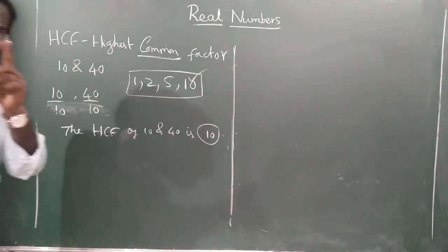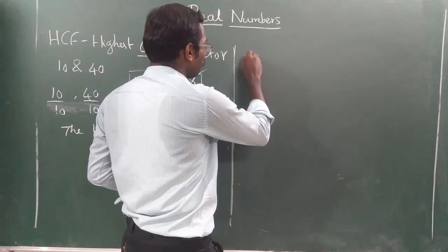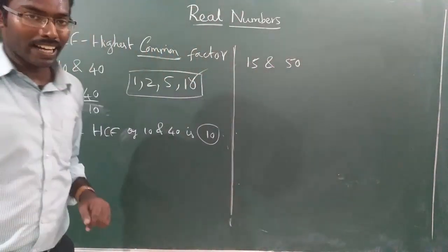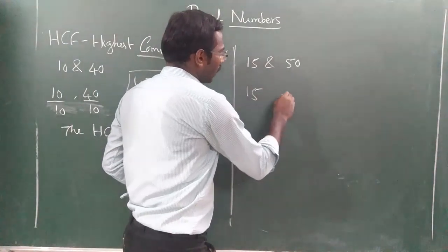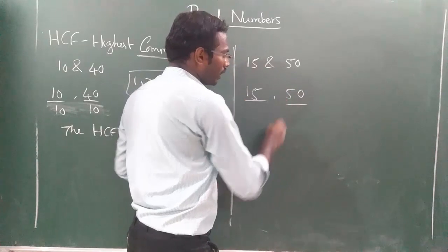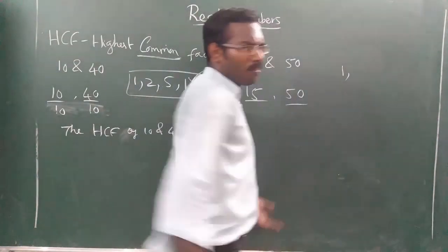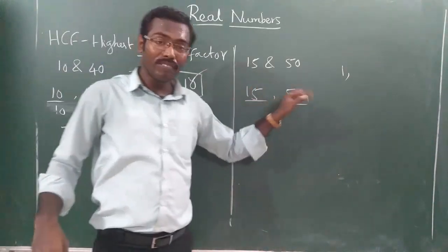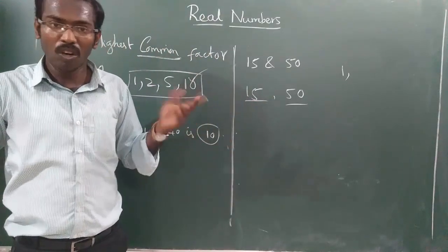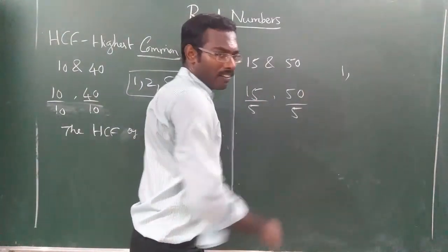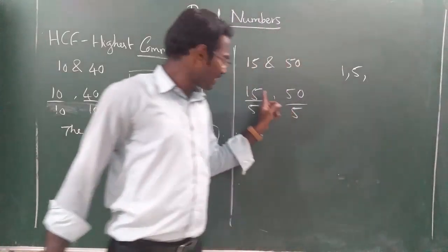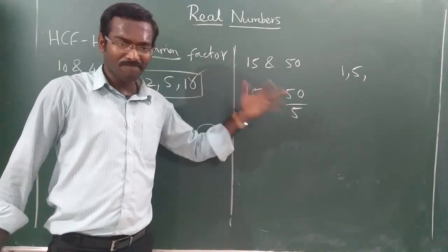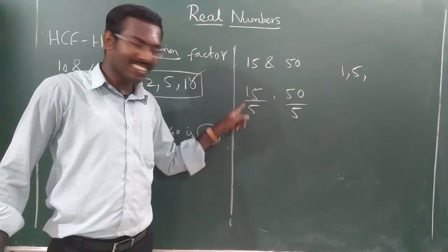Clear? Now you understood what HCF is. Let's see one more sum: 15 and 50. They both are divisible by 1. What about 2? 15 is not divisible by 2. What about 3? 15 is divisible by 3, but 50 is not. What about 4? No. What about 5? Both are divisible by 5. What about 6? Not divisible. 7? No. 8? No. 9? No. 10? 50 is divisible by 10, but 15 is not.